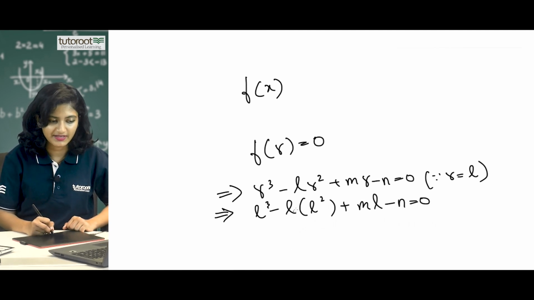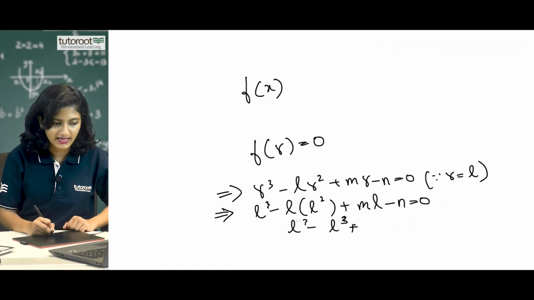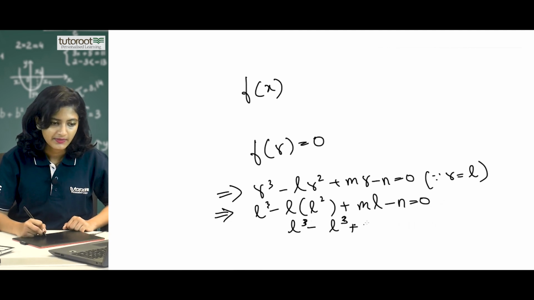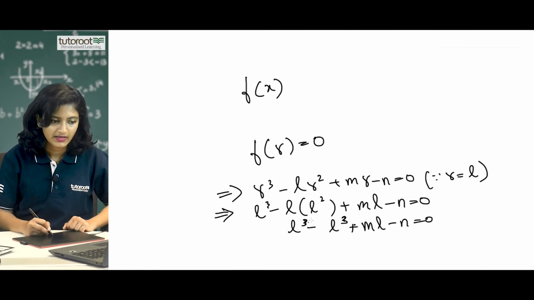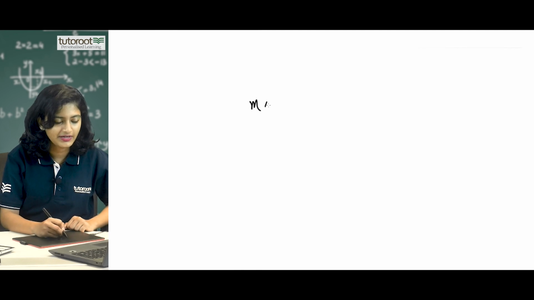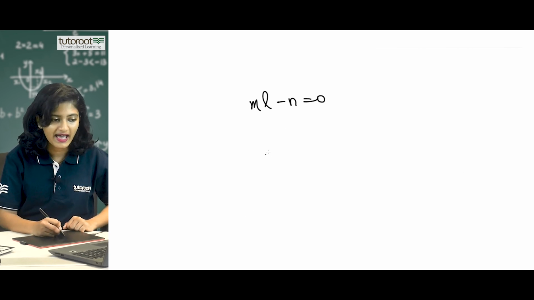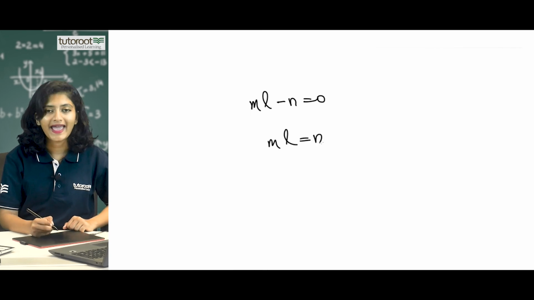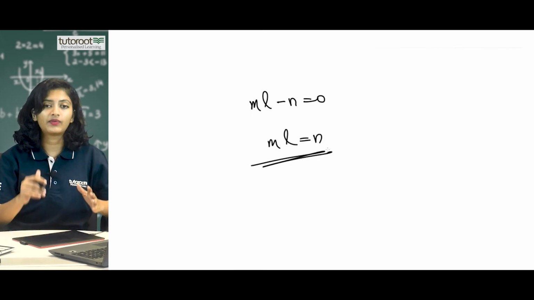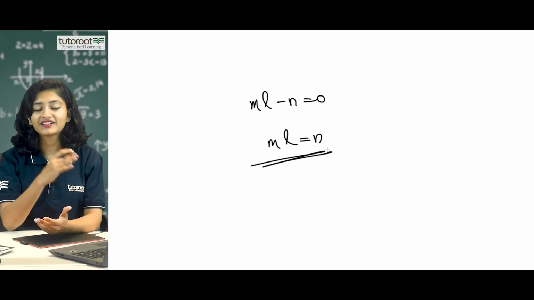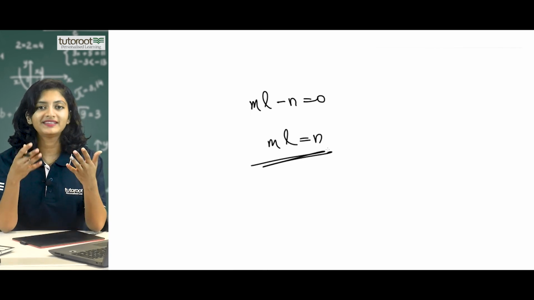Now what will this be? This will become L cube. So L cube minus L cube, let me write that properly. L cube minus L cube plus m into L minus n is equal to 0. L cube minus L cube will get cancelled out. Then you have m into L minus n is equal to 0. Send this over here, you have m into L is equal to n. And this is the required condition. Wow, we've solved yet another problem.